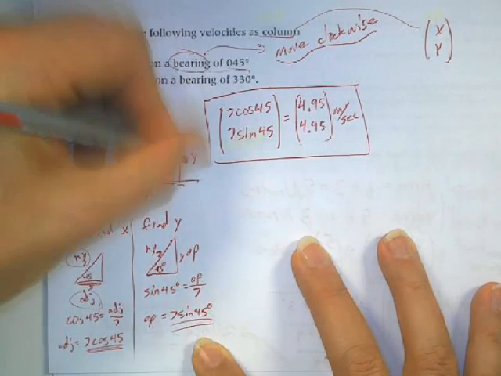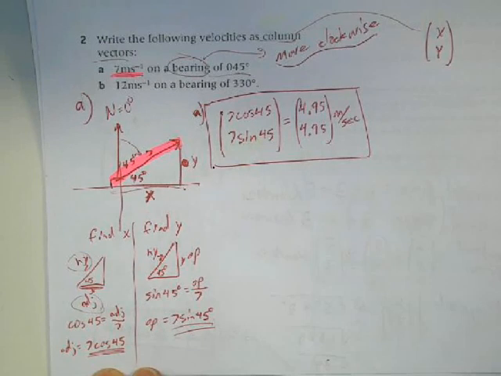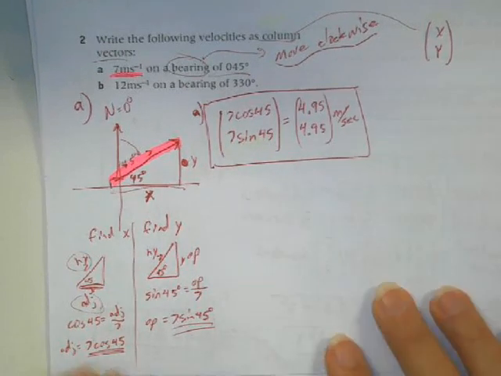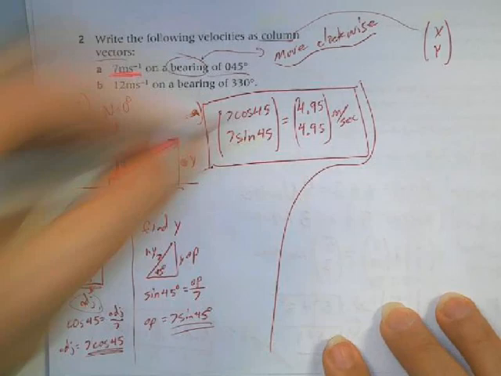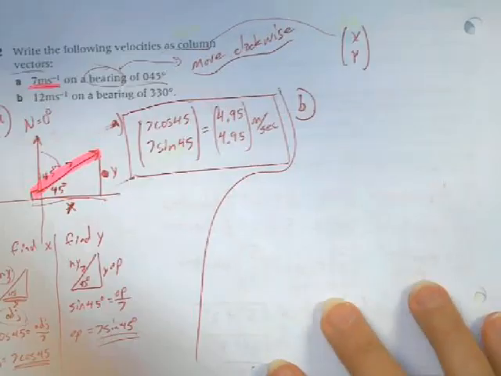That's the answer for part A. Okay, so A was not a big deal. If I made a mistake, I'm still going to get the same answer. But for B, it's going to be a little more tricky. So we have to make sure we know our sine and cosine values carefully.